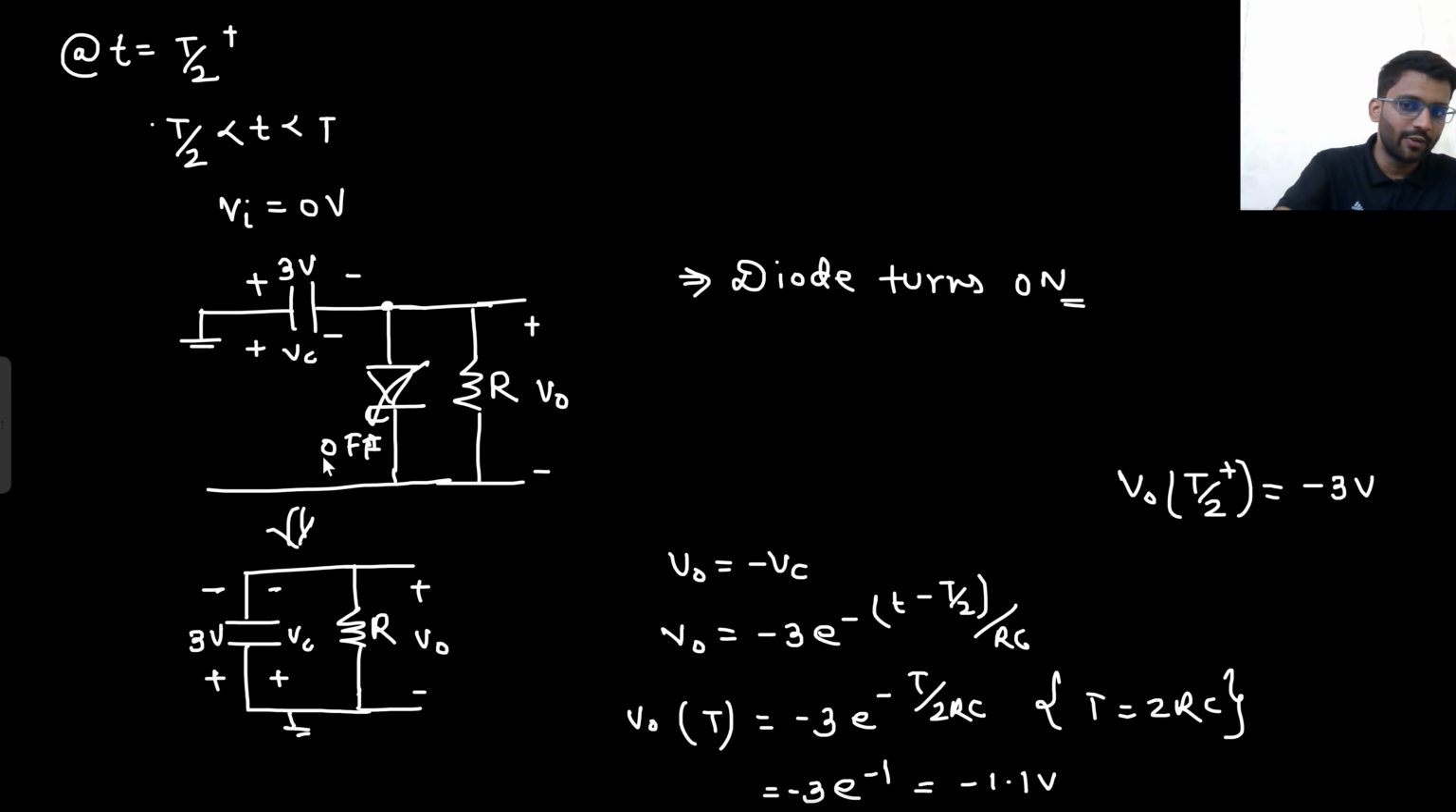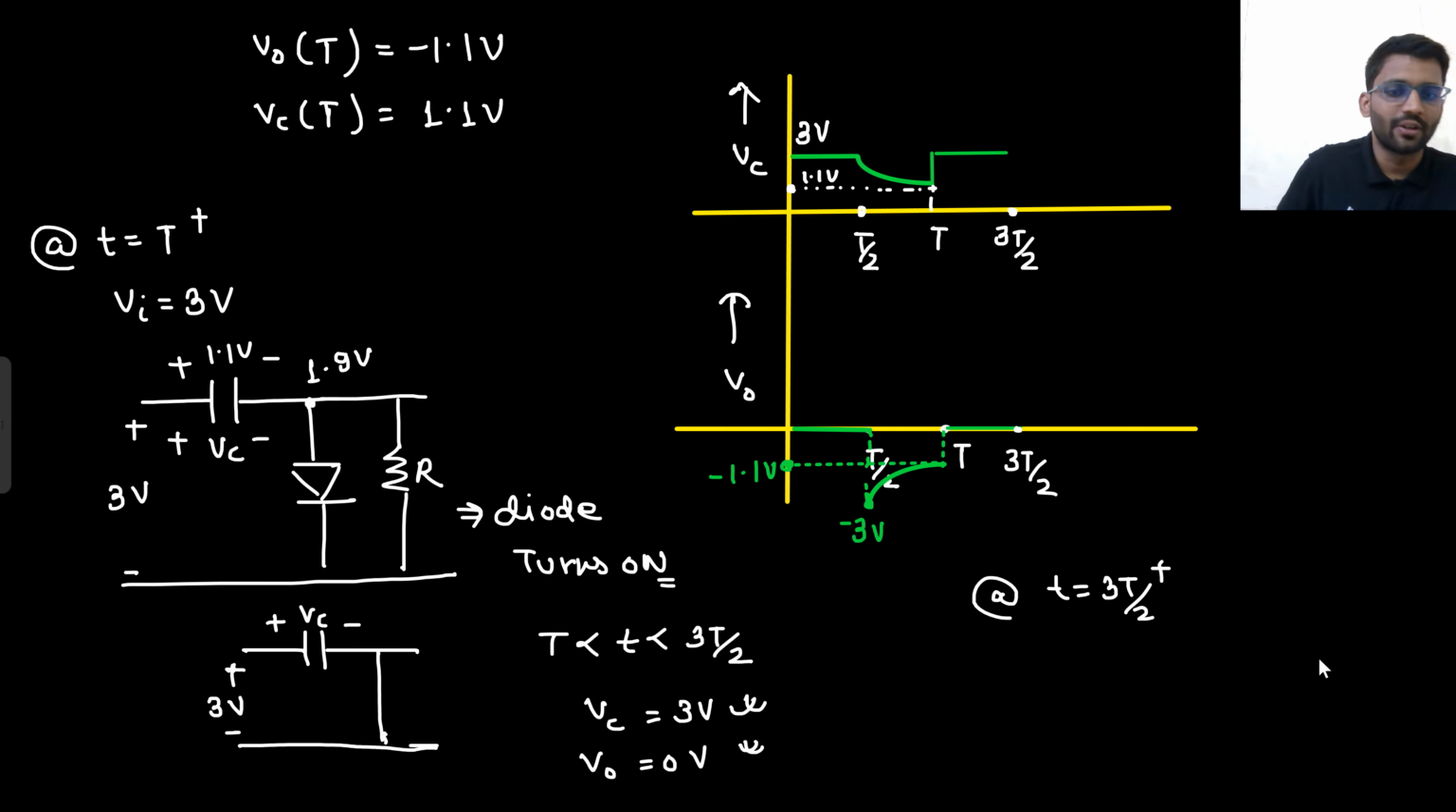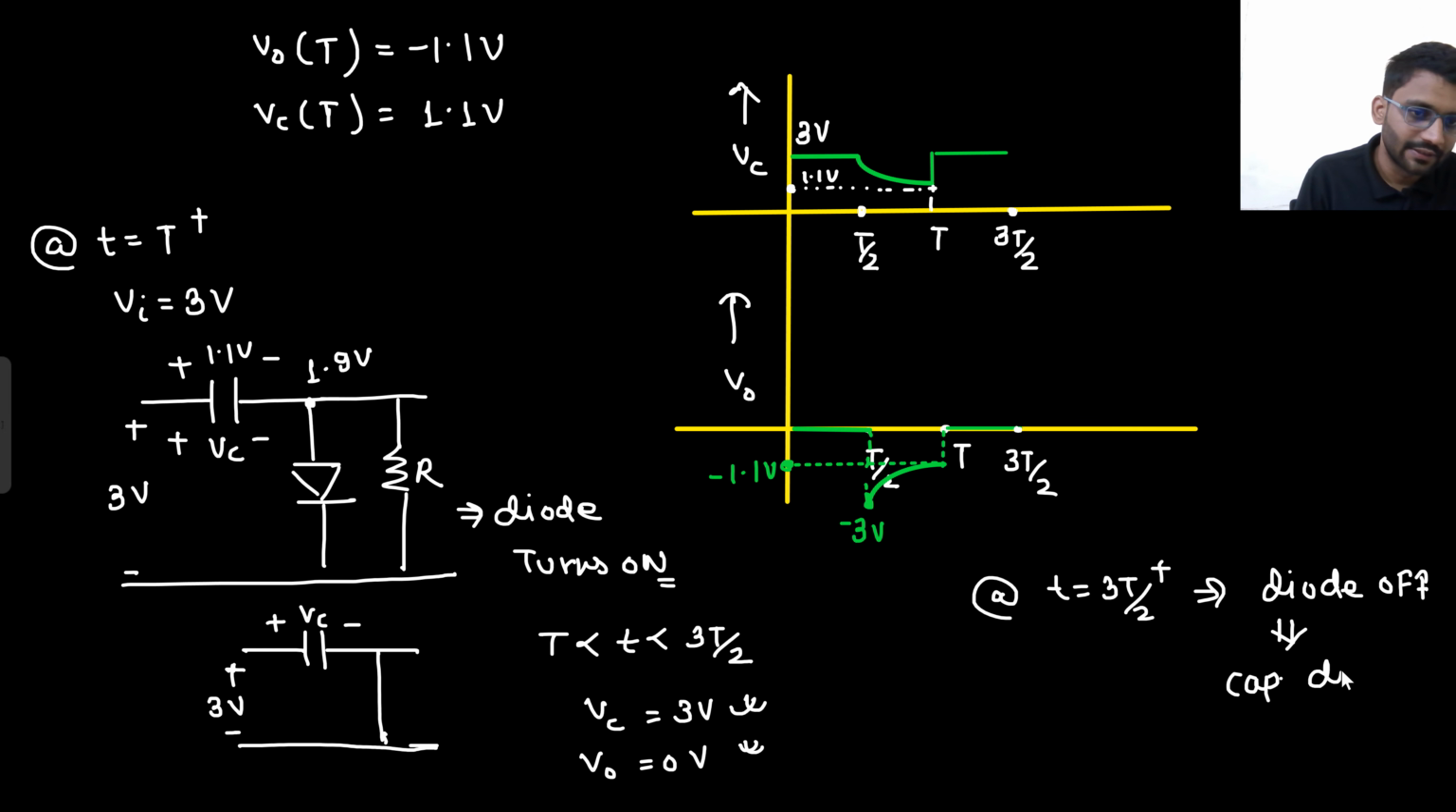So 0 minus 3 volt, diode will be off. What will happen? Again, the capacitor will start discharging and V0 will try to decrease. V0 will again go to minus 3 volt. From minus 3 it will try to go to 0. So the same cycle will keep on repeating. At 3T by 2 plus, diode will be off. Capacitor discharges.